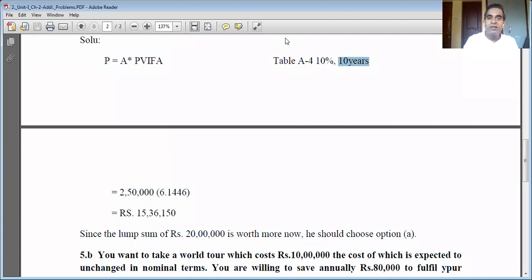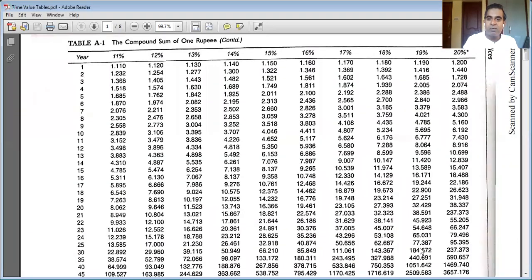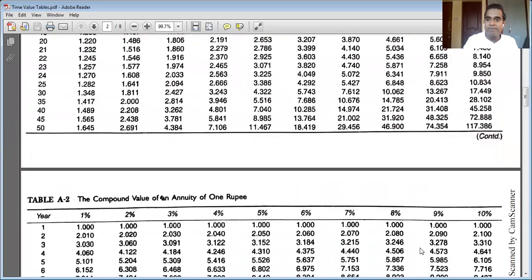Yeah, definitely. I will share the time value tables for every problem so that you remember. So table A4, I have to refer.